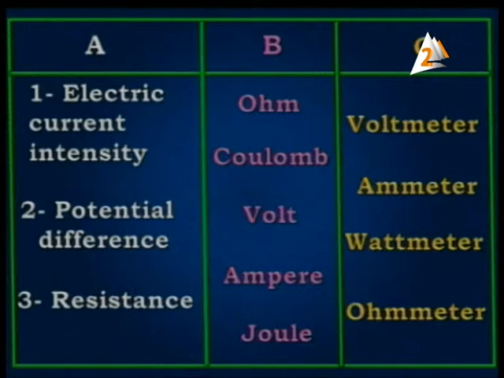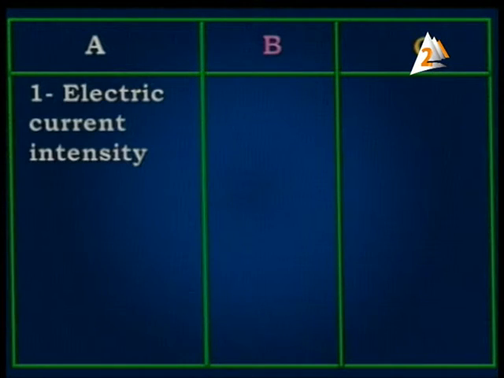Electric current intensity, it's what? Electric current intensity has ampere as a measuring unit. And we have ammeter from the ampere. The word ampere produces ammeter. So this ammeter is the measuring device of each one of them.